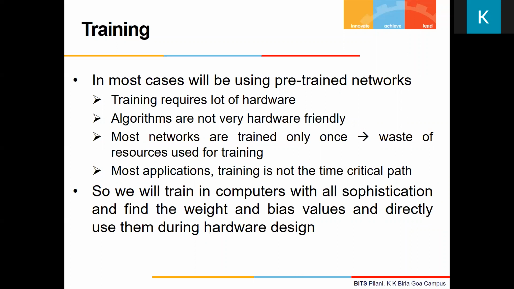Now, again, remember the main motivation for hardware implementation was performance. And here I am claiming that the training doesn't affect performance. Maybe I can take 4 hours, 10 hours, 1 week for training just to get the parameters, weights and bias values. Then I will use them directly to implement my hardware. Because how much time it took for training doesn't matter when I actually deploy my network.